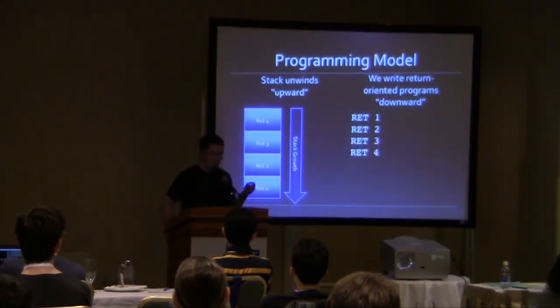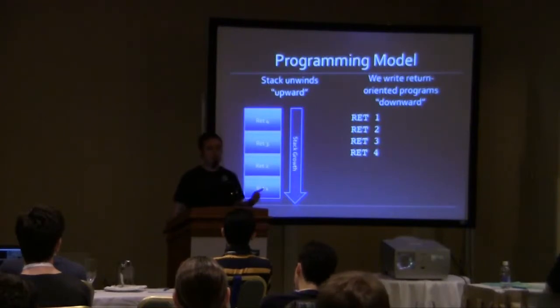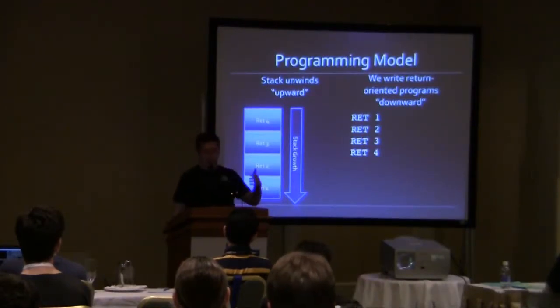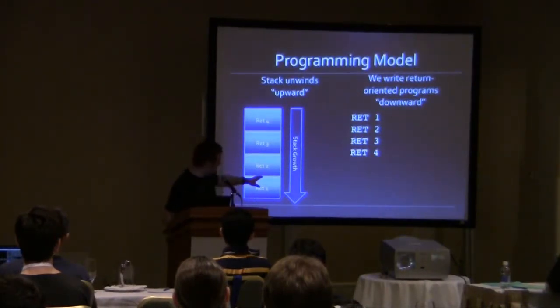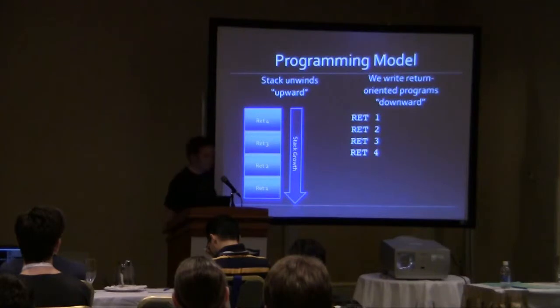Now to wrap your head around how this works, the programming model takes a little bit to get used to, because when you think about very literally how the stack works, the stack grows downward but unwinds upward. And we're going to write our return-oriented, borrowed instruction programs downward. So it's kind of flipped. Basically, you can see in the picture in our code on the right, there's ret 1, 2, 3, 4, but those are upside down on the left because they're being unwound in that order.